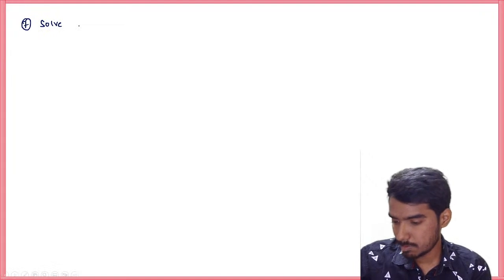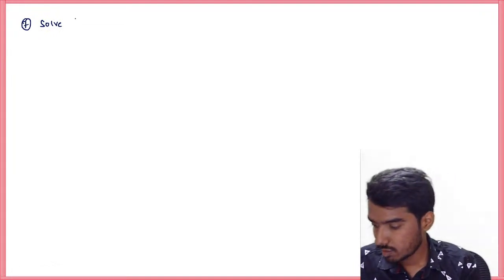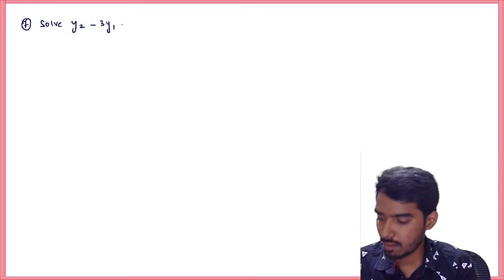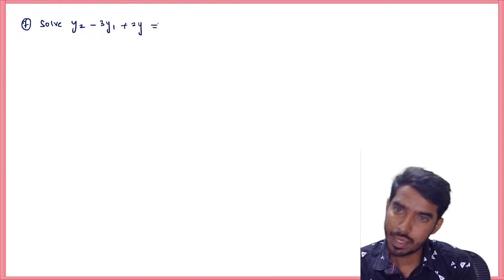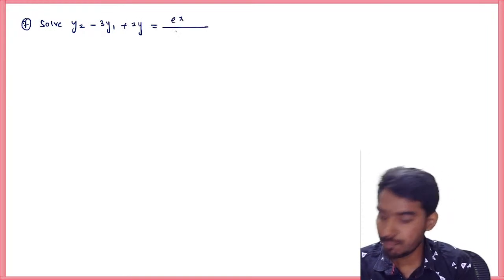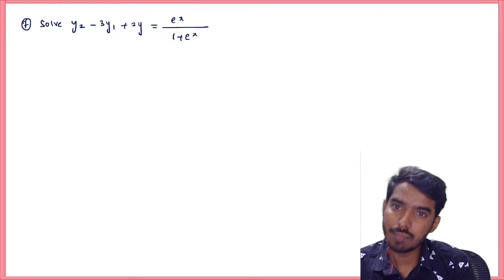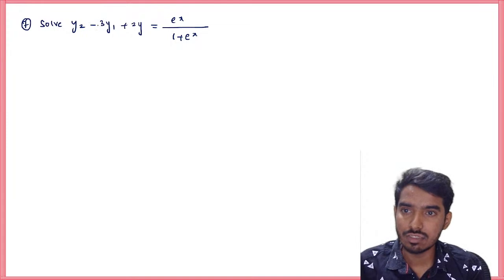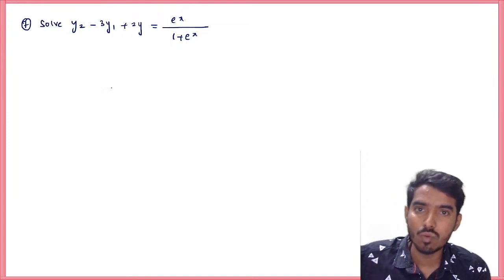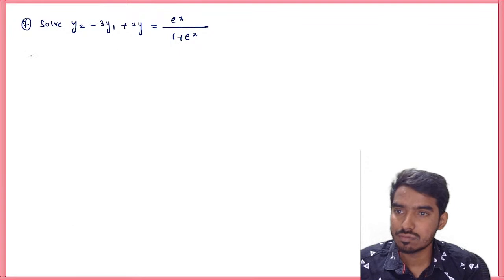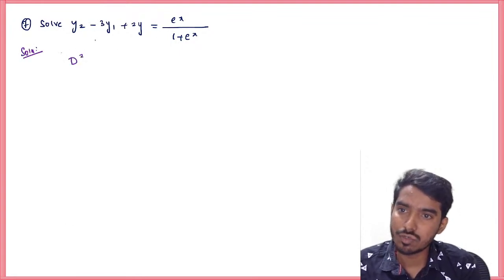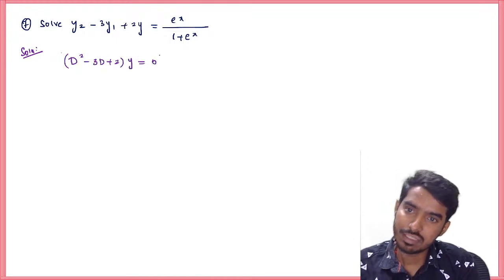So we want to solve the problem. To solve, y2 minus 3y1 plus 2y is equal to e power x divided by 1 plus e power x, right? Now in the first time we are having this term to be non-zero. In all previous cases we have y2 term and y term, right? Yes, now we will do this. First, you have to consider RHS to be equal to 0. This question is same as D square minus 3D plus 2 of y is equal to 0.